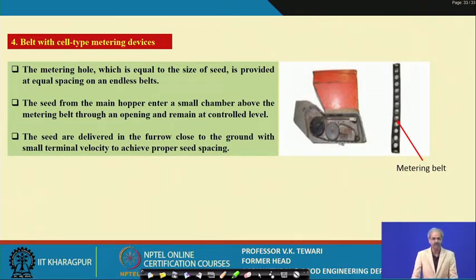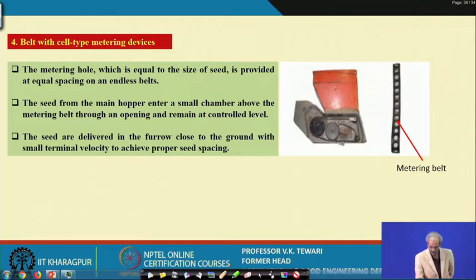Belt with cell type metering. This is another device, and a very popular one. It has been used in very good precision machines, because the idea is that whatever the type, shape or size of the seed, you can take those seeds and have a belt running in the hopper itself. I will show you.